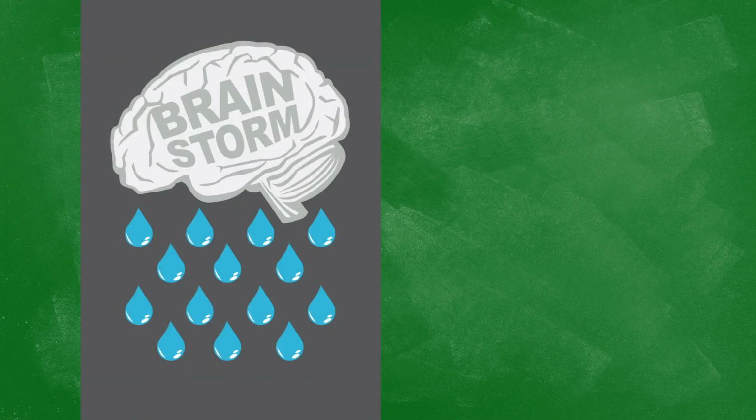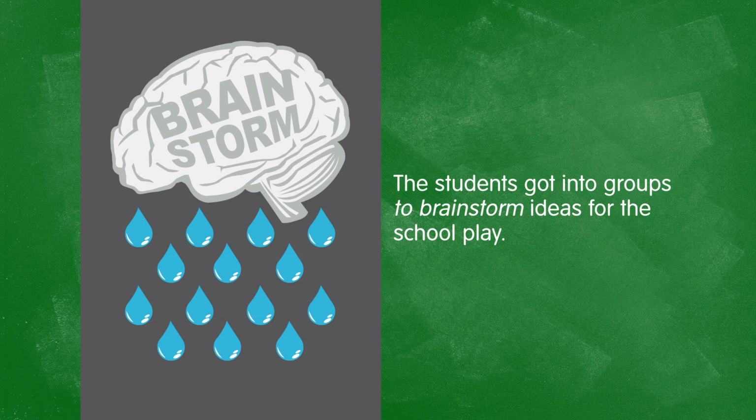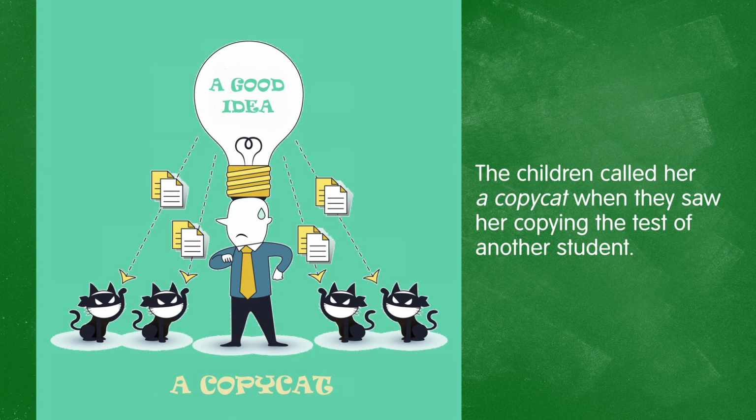Now, since you plan to study for a couple of years more, let's wrap up our discussion by considering some idioms related to education and studying. First, to brainstorm, or for a group of people to think about something at the same time, usually with the goal of developing ideas or coming up with more ideas. For example, the students got into groups to brainstorm ideas for the school play. Next, a copycat. A copycat is someone who copies somebody else's work or behavior. For example, the children called her a copycat when they saw her copying the test of another student.